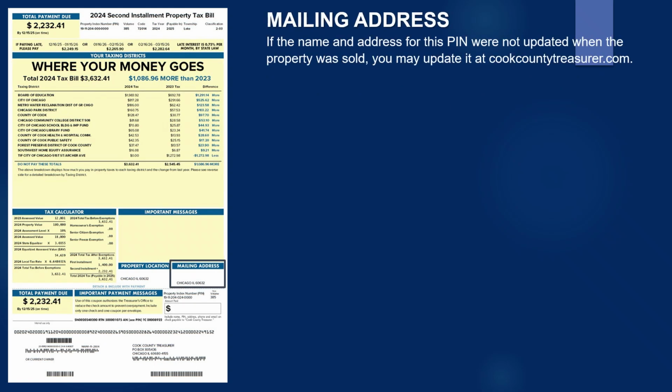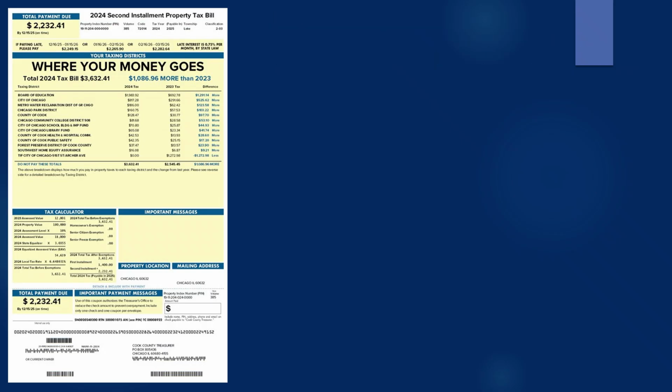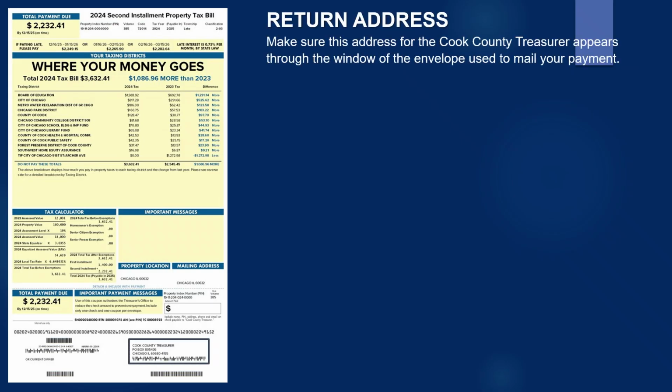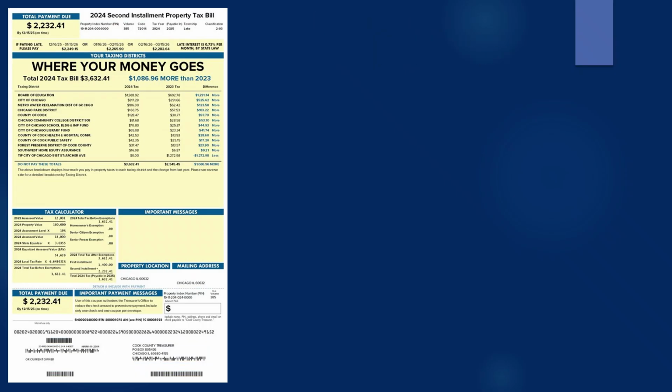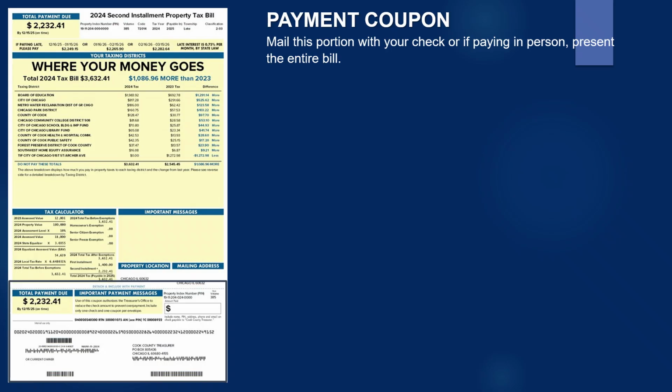If the name and address for this PIN were not updated when the property was sold, update it electronically at cookcountytreasurer.com. Make sure the return address appears through the window of the envelope used to mail your payment. Mail this payment coupon portion with your check, or if paying in person, present the entire bill.